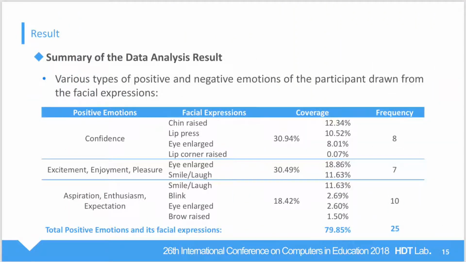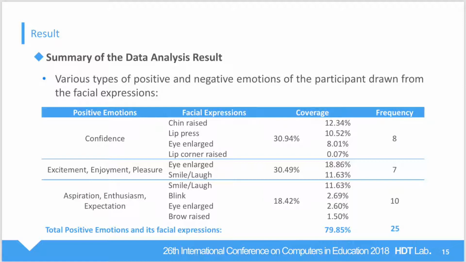Results. Before I get to the results, I'd like to mention one thing, that there was some revision on the table from the paper we submitted. I apologize for any inconvenience in understanding the table. During the learning process, the participant revealed the various types of positive and negative emotions.